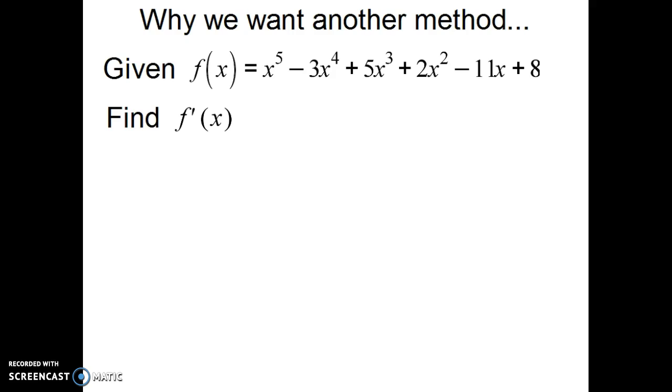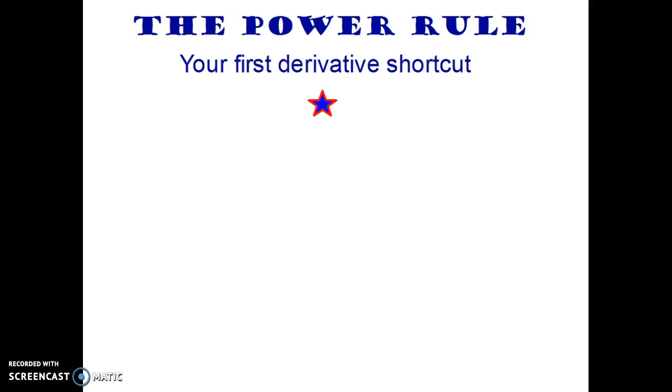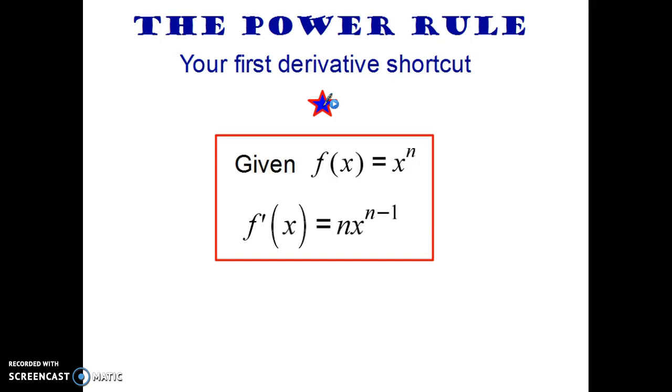But by the end of class, with our new method, the power rule, you'll be able to find the derivative of a function like this in almost no time. Which brings us to the power rule itself, your very first derivative shortcut. The power rule says that given a function f of x is equal to x to the n, the derivative of that function is just going to be n times x to the n minus 1.